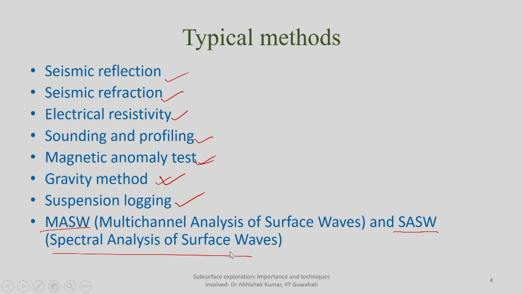As far as the syllabus of this course is concerned, we will be discussing seismic reflection test, seismic refraction test, electrical resistivity method, magnetic anomaly, gravity method, suspension logging, and as I mentioned here, when we discuss other methods, I will also give some glimpse about what is MSW, what is SSW. Now, geophysical tests have certain advantages and certain limitations. So, I am going to list out the advantages.